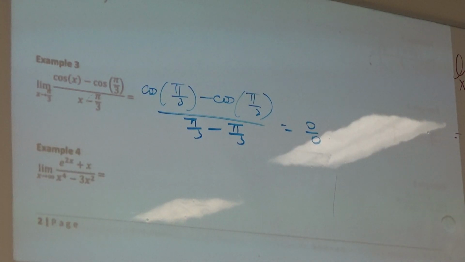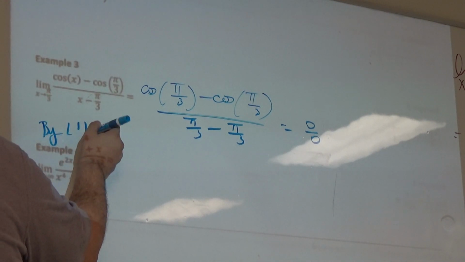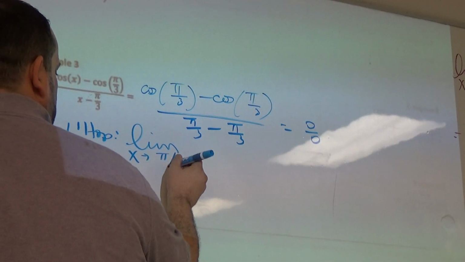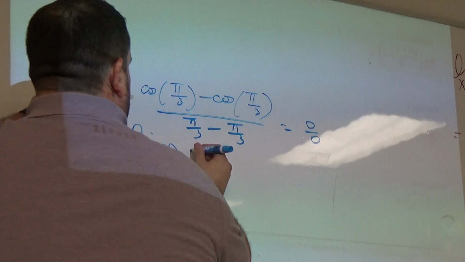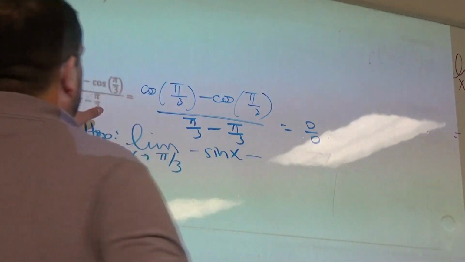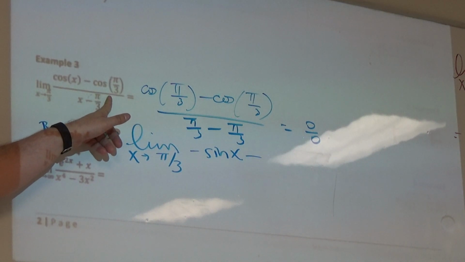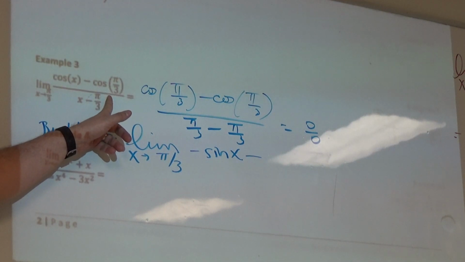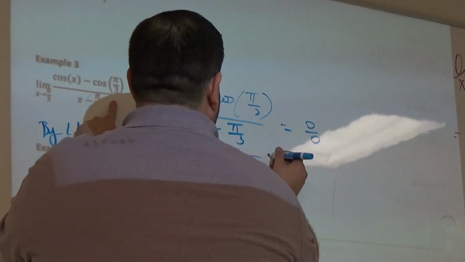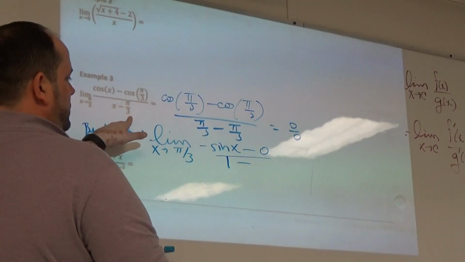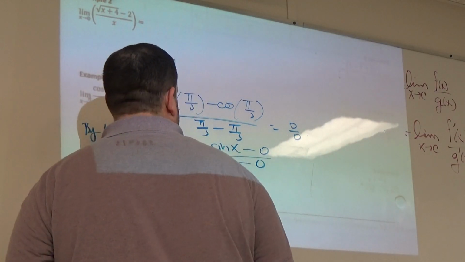Is everybody convinced that for the third one you get to use L'Hopital's rule? Okay. So just make sure you write a little note. So by L'Hopital, now I'm going to take that limit as x approaches pi over 3, derivative of cosine of x, negative sine of x, minus the derivative of cosine pi over 3. That's a number. Cosine of pi over 3 is a number, so the derivative of cosine of pi over 3 has to be 0. The derivative of x, 1, minus the derivative of pi over 3, still 0.